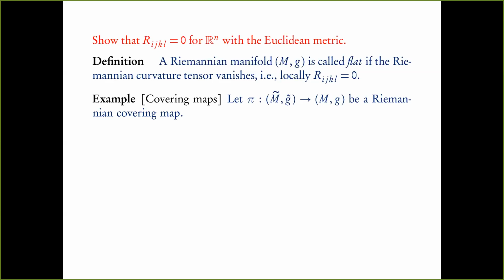Yes. Sir, isn't there another definition of flatness, that every point has a neighborhood which is isometric to Euclidean space? Well, yeah. So we'll get there. That is one of the claims that we're going to make. Okay. But so yes, they're equivalent.